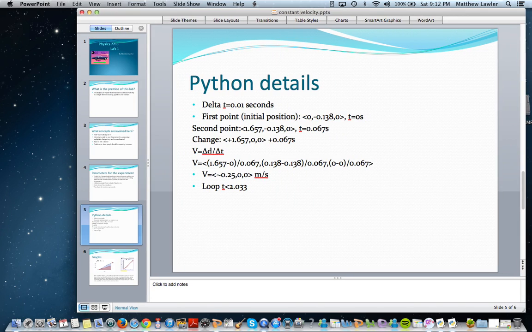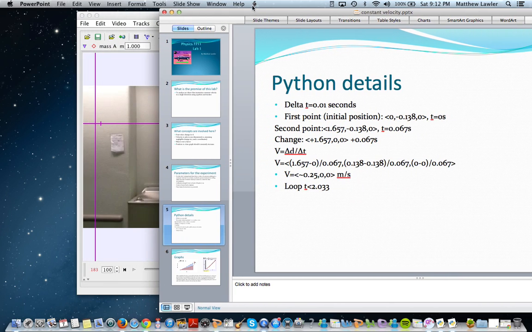Now we have the Python details for the computational model. Delta t is 0.01 seconds. And I took the first point and a second point, which was actually the third center of mass I took. I took these 2 points, found the time difference, found the distance difference, distance over time, and I found the velocity, which was 0.25 meters per second. And I put this into Python because obviously you need the velocity, you need the initial point, among other things.